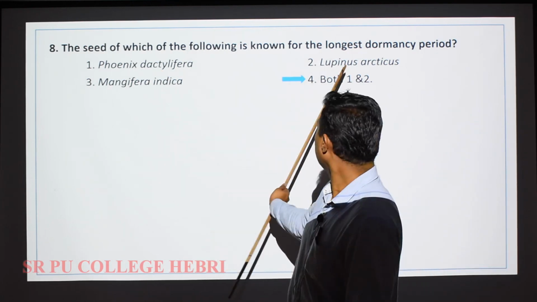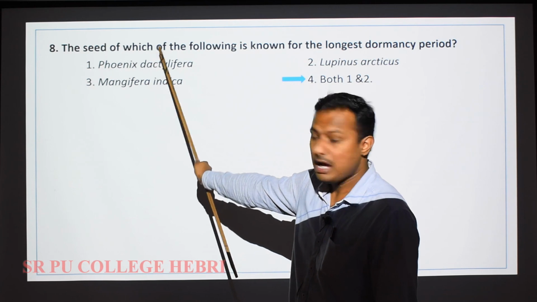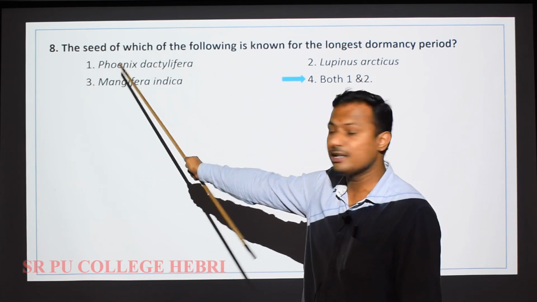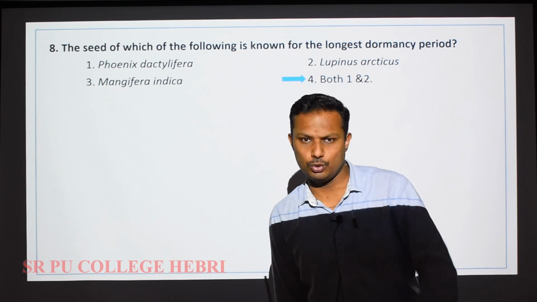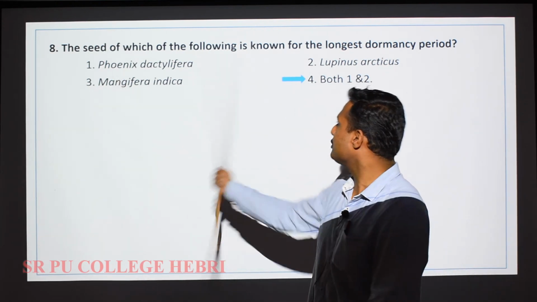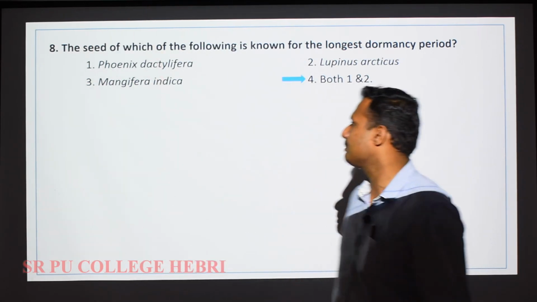So here Phoenix dactylifera was found in King Herod's palace, and that was found to be 10,000 years old, and Lupinus arcticus was also found to be 2,000 years old. So during an excavation, these were found, and they are known to have the longest dormancy period.